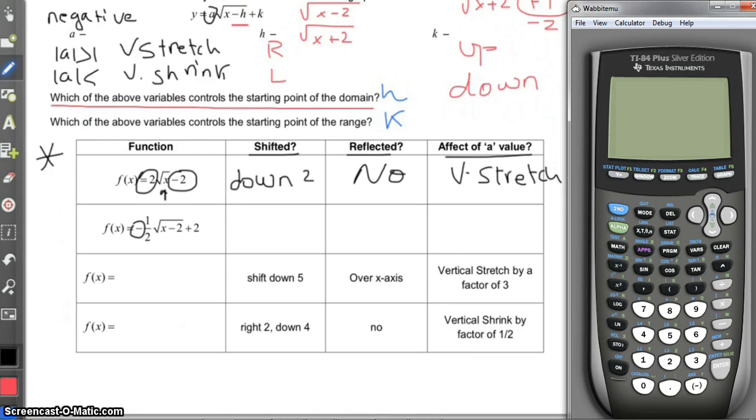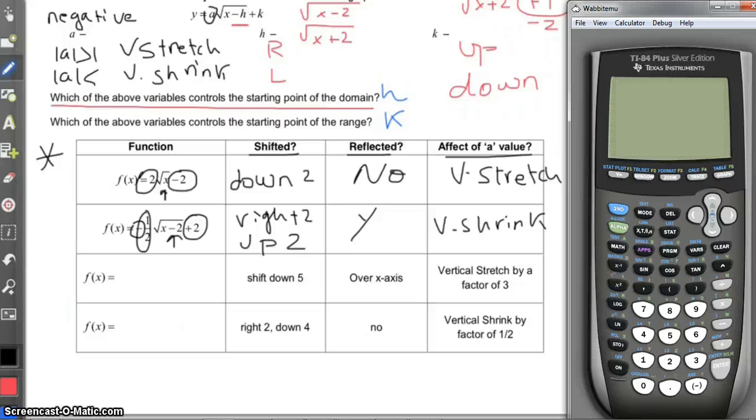Since we have a negative, yes, there is a reflection across the x-axis. Since we have a half and it is less than 1, there's a vertical shrink. Now, negative 2 with the radical means it's going to go right 2, and plus 2 on the outside means it's going to go up 2. Does it ring a bell? Do you remember them from before? Now let's move on to 3 and 4.